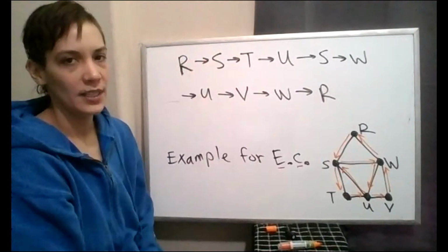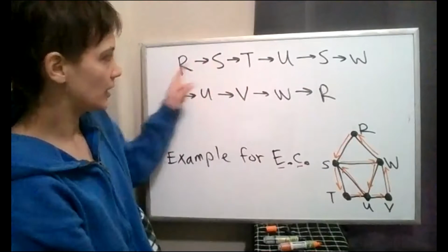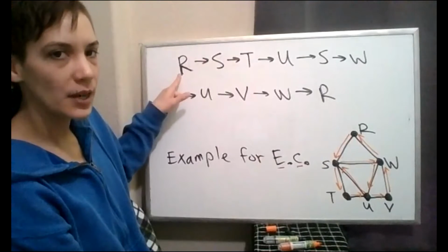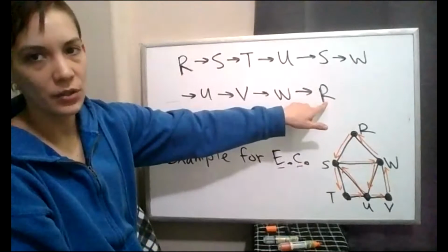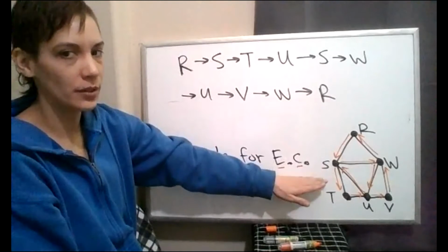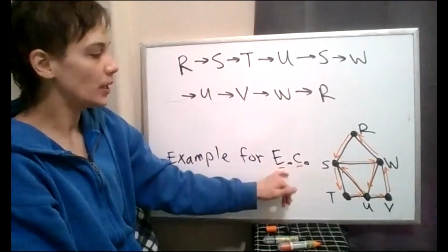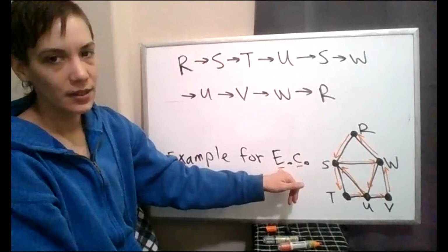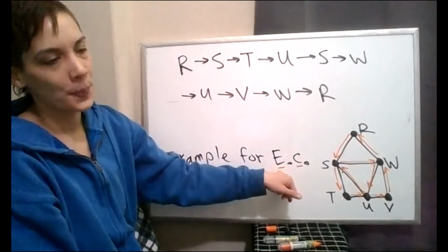So before we move on, I just want to remind you that even if this sequence has a starting place that's the same as the ending place, you need to also check that you don't reuse edges. And if it's an Euler circuit, you also need all of the edges.